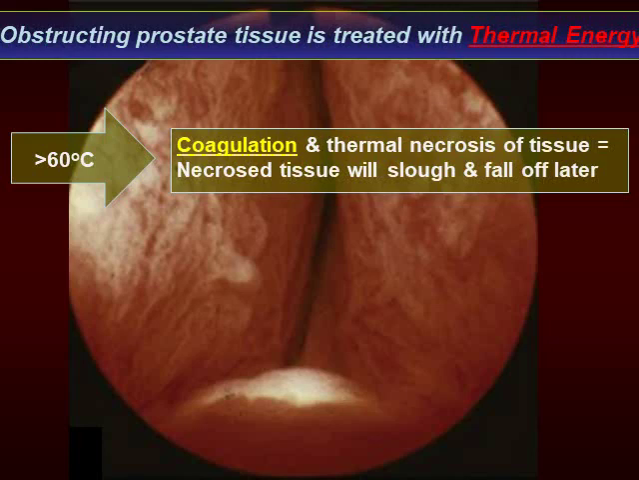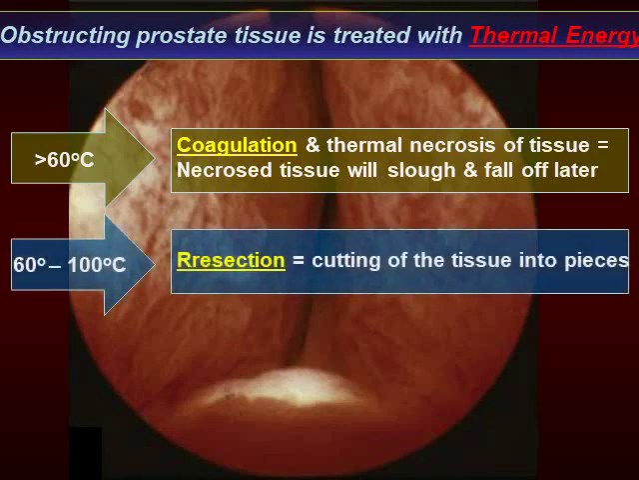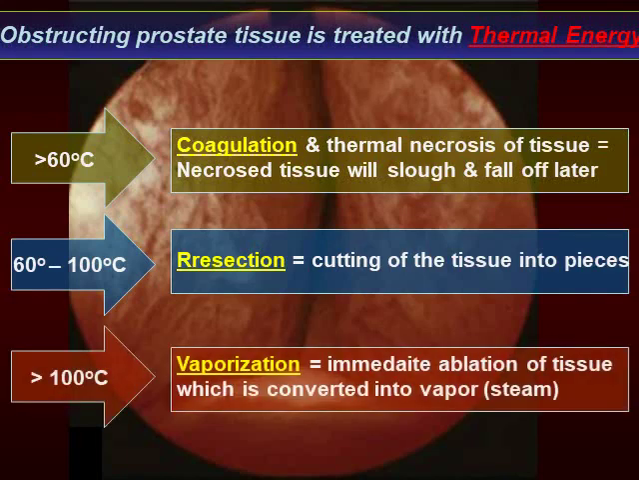This causes thermal necrosis of the obstructing tissue, and the necrotic tissue will slough off later on. Or I could use heat higher than 60, between 60 and 100. This will cause resection, which cuts the tissue into small pieces. Or I could use temperature higher than 100, and this is called vaporization.